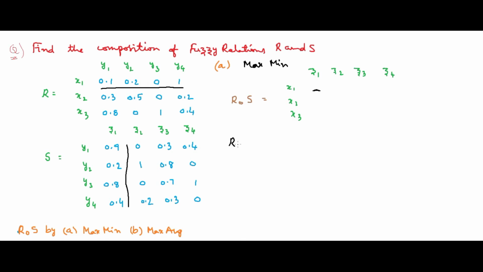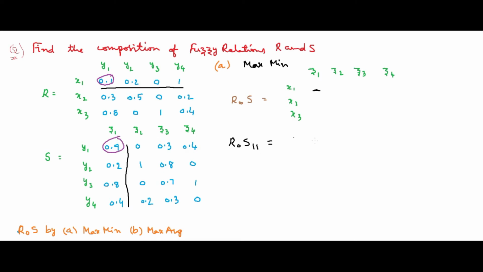Let me take this as R∘S (1,1). Yeah, so let me solve this problem. The composition of R and S, I like to solve it for (1,1). So how to do this? First we need to do the minimum and then finalize with the maximum. First minimum. Just like matrix multiplication, I need to find the minimum of these things.